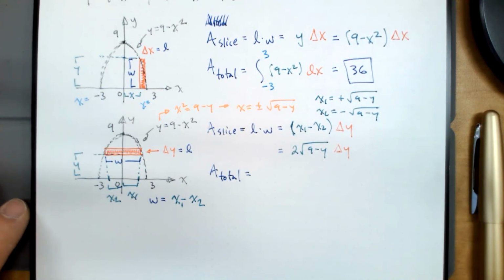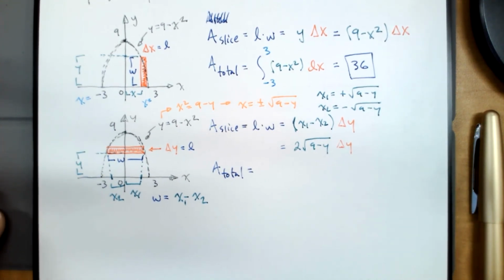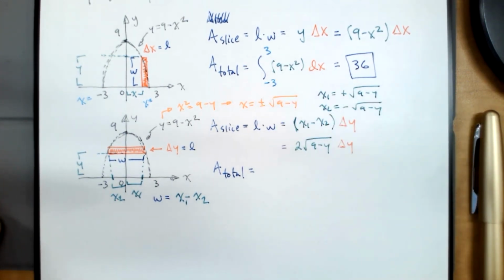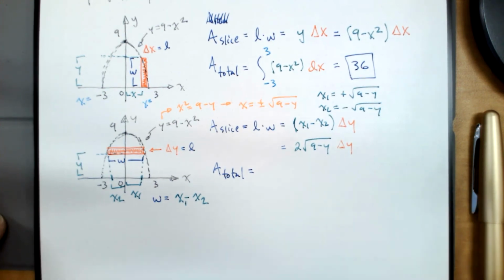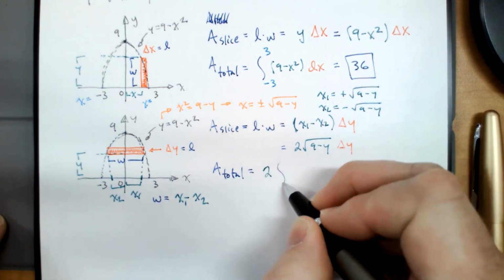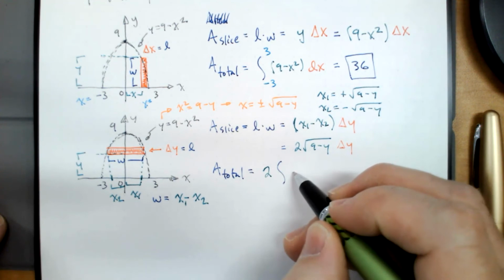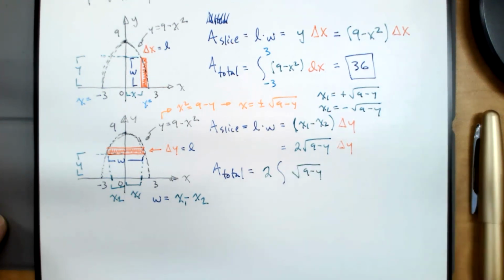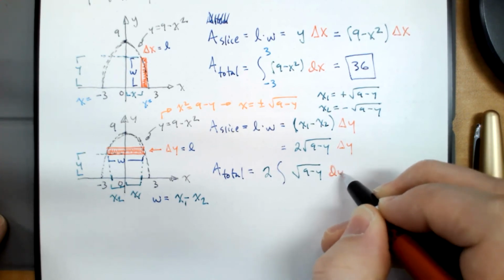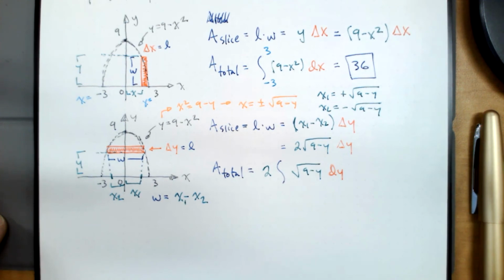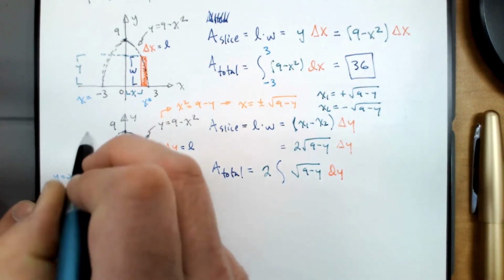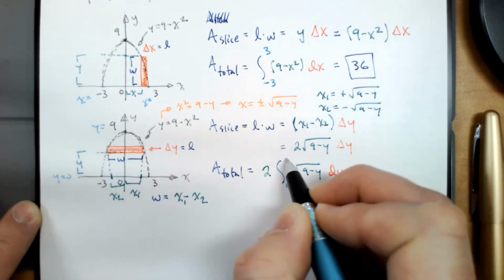And notice that 2 does exactly what we wanted it to do. The 2 in this second integral is going to do what going from negative 3 to 3 did in our first integral. So we can factor out the 2, because I like my constants factored out of my integral. And we'll integrate the square root of 9 minus y. Our discrete delta y becomes the continuous dy. What doesn't change are the values of y. So we're still going to integrate y equals 0 to y equals 9.